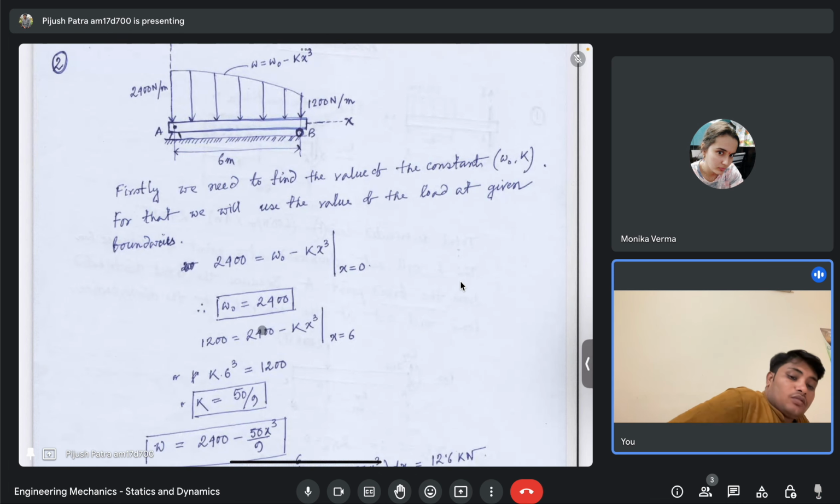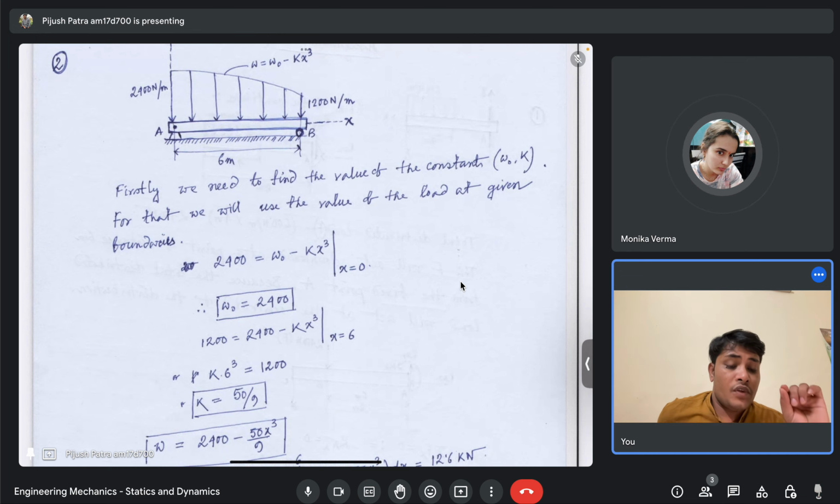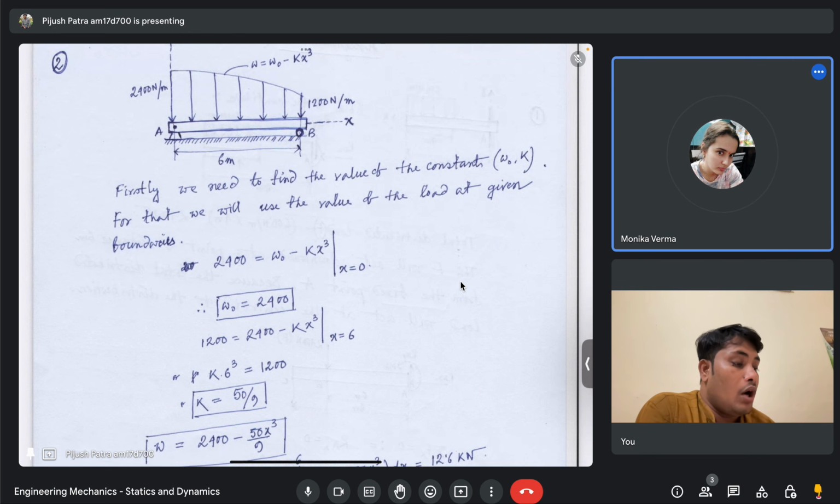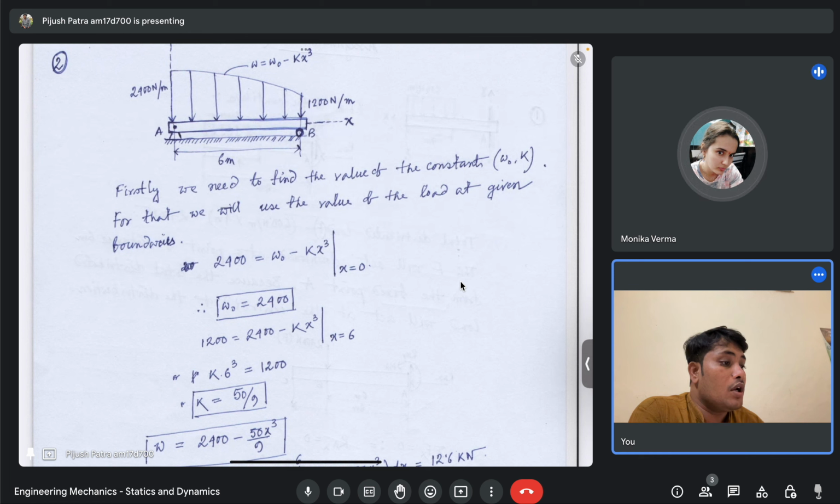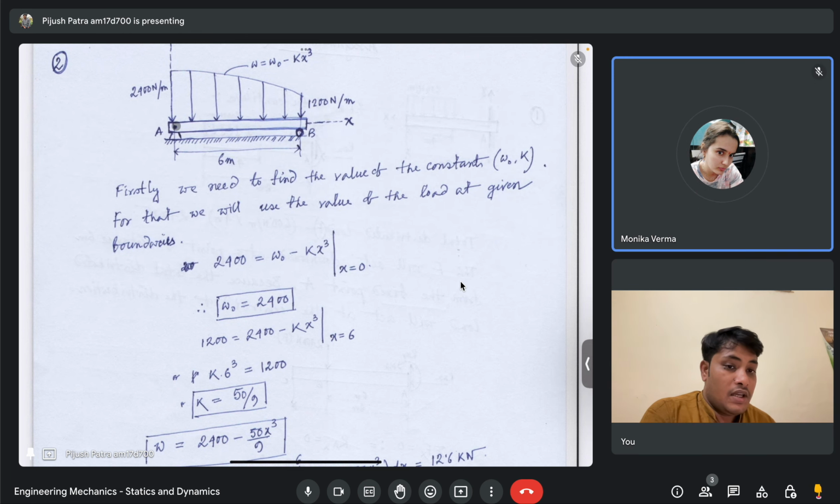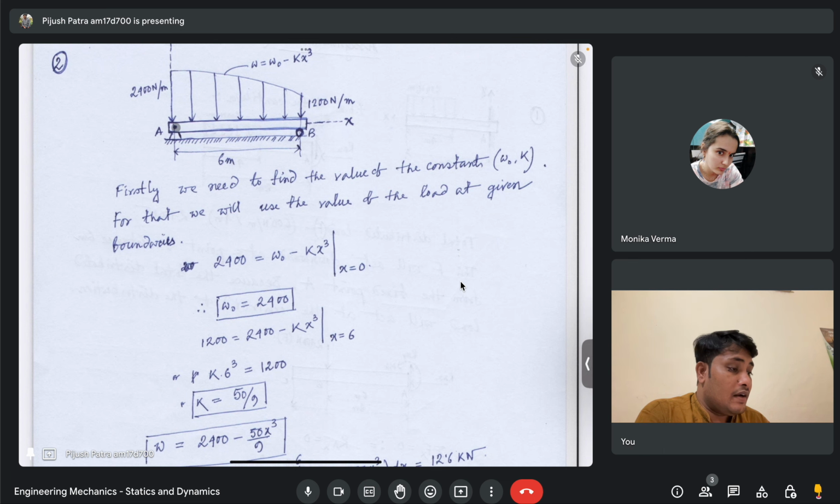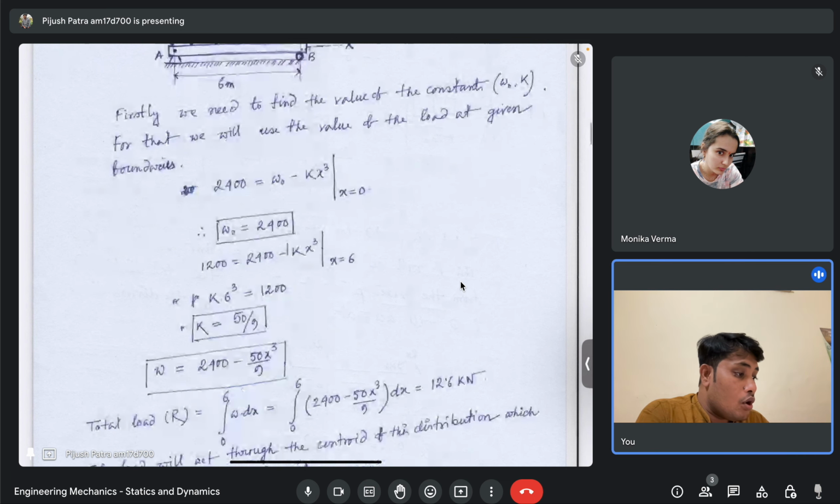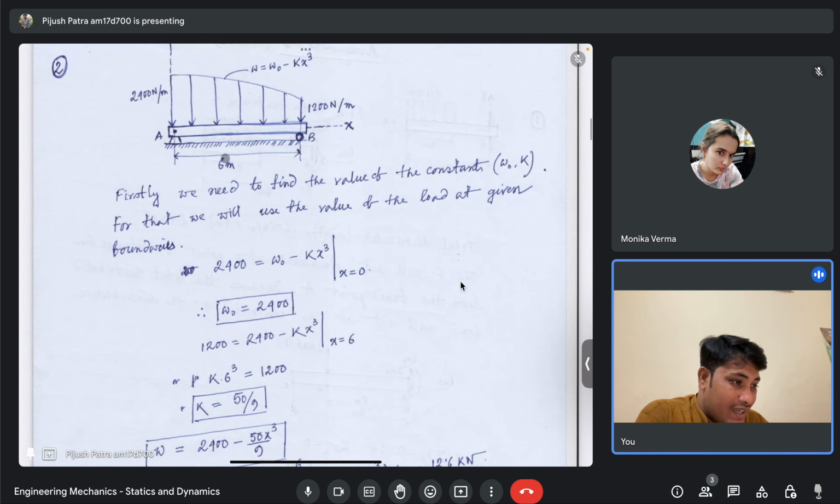It's just simple calculations of finding the centroid of this load distribution. Yes, sir. So how will you find the centroid of the load distribution? Let's say this 12.6 kilonewton load will act at a distance x bar from this point A. That is the centroid of the load distribution.